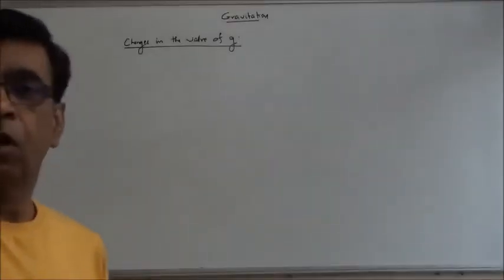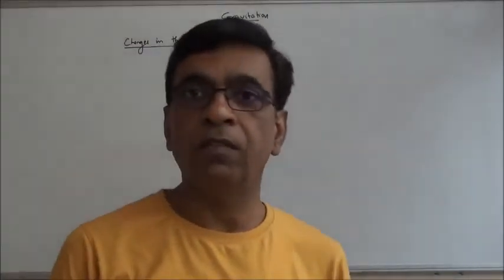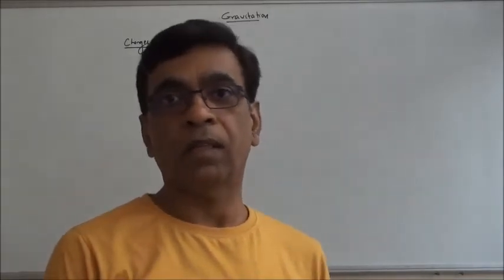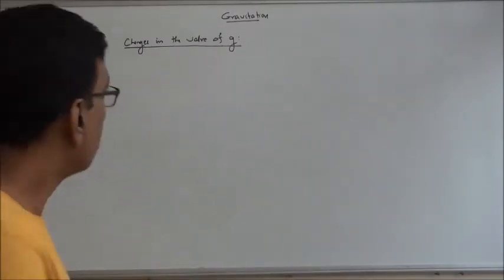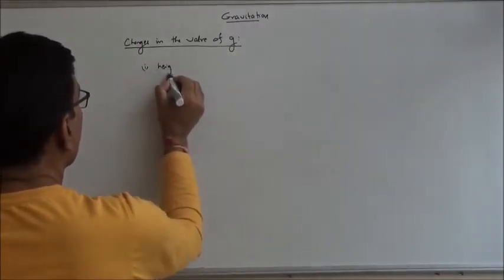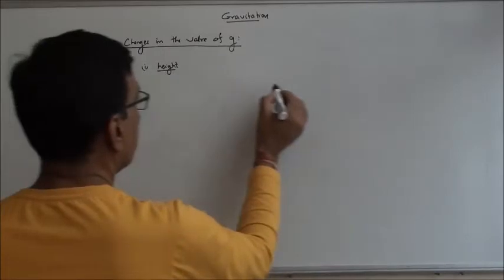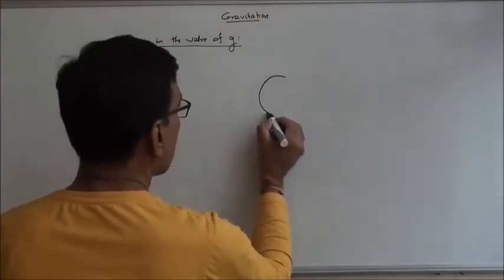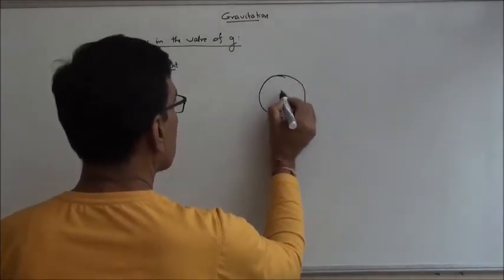Let us discuss now those factors which can affect the value of gravitational acceleration. One is the height. Height means the distance from Earth's surface.